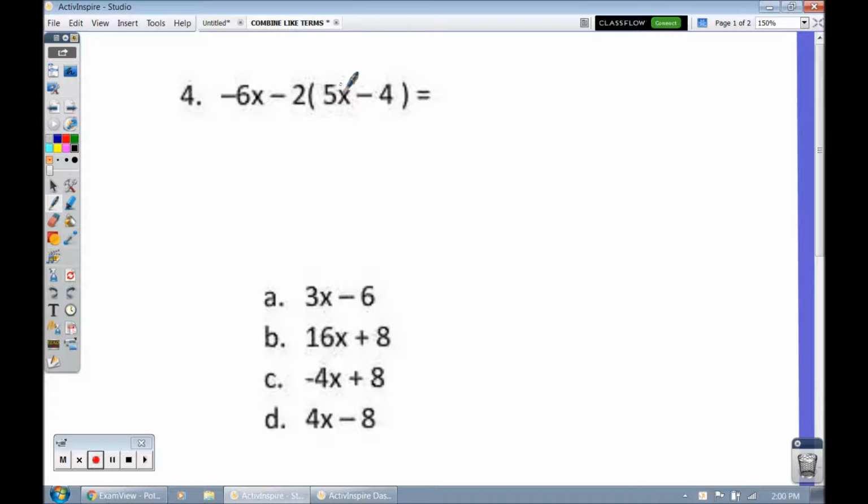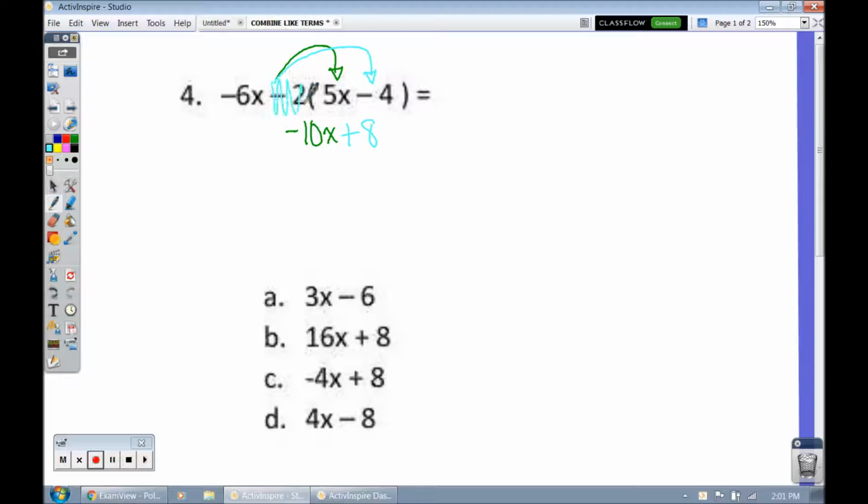Number 4, so let's get rid of the parentheses here. So let's start with negative 2 times 5x. Negative 2 times 5 is negative 10, but we're multiplying it with the x. One more, negative 2 times negative 4. Negative 2 times negative 4 is positive 8.